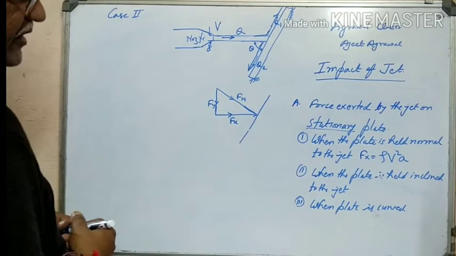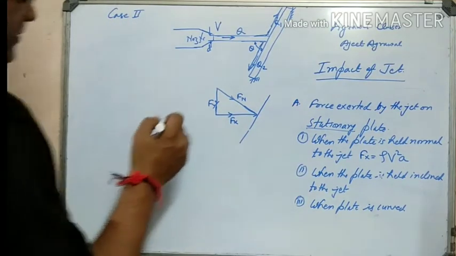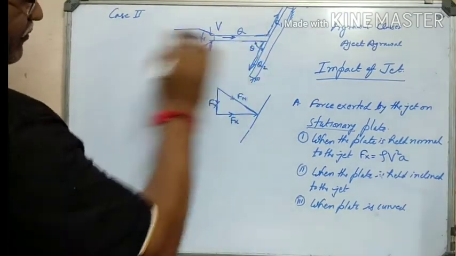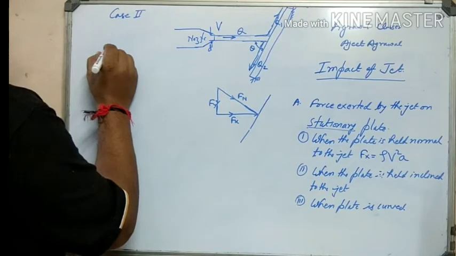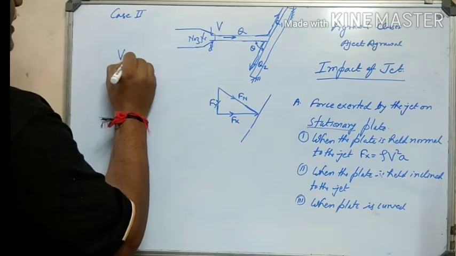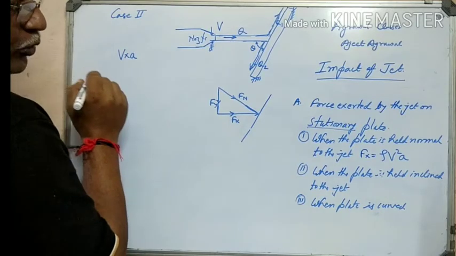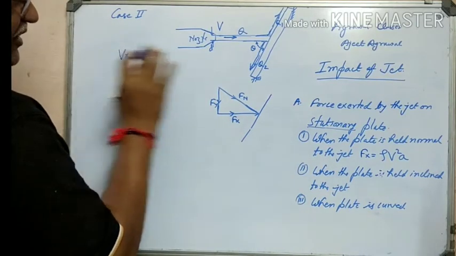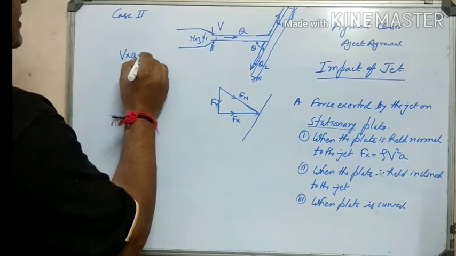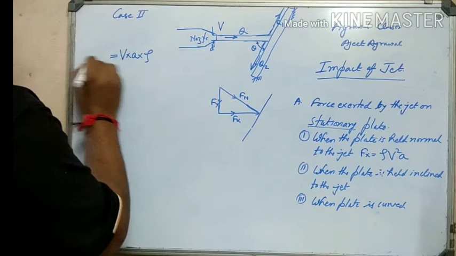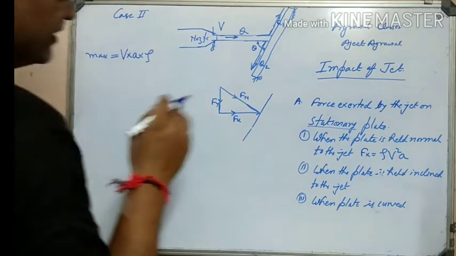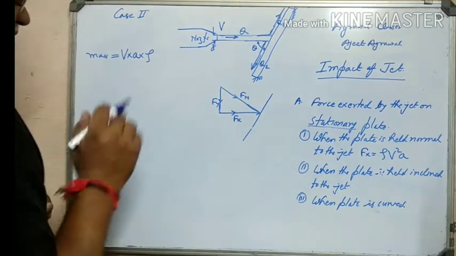exerted by the jet. In this particular case, the mass of the fluid striking the plate will be again the same, as the jet has a velocity of V and area A. So this is the volume striking the plate per second multiplied by the density. So this is the mass flow rate striking the plate per second.